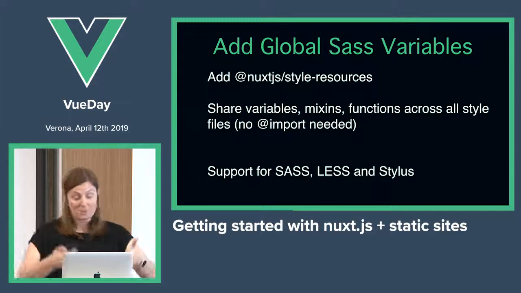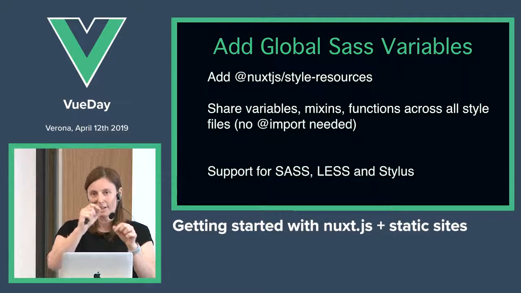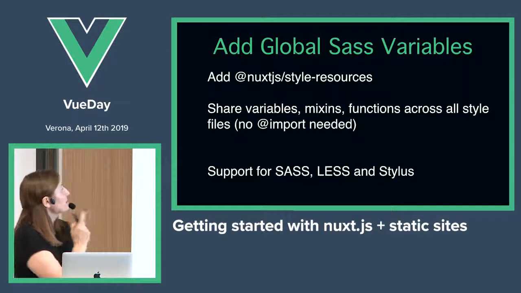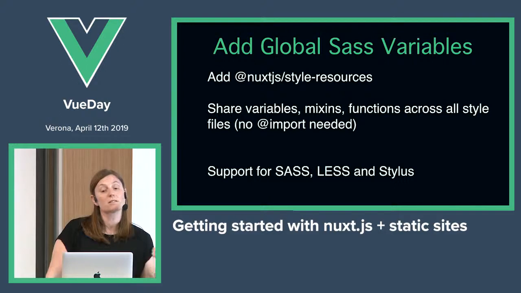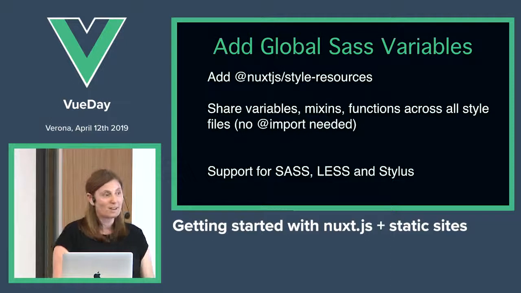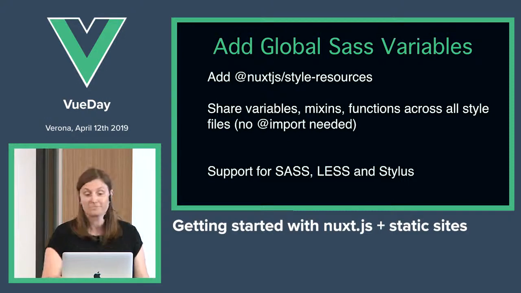If you need to put that into your component, you've got to import that one in every single component, and that's super annoying. So with nuxt.js style resources, you can share your variables, mixins, and functions across all style files, and no import is needed. How cool is that? There's support for Sass, Less, and Stylus.